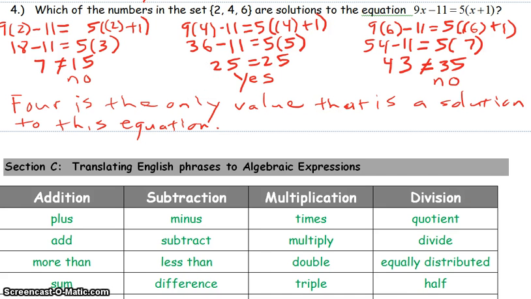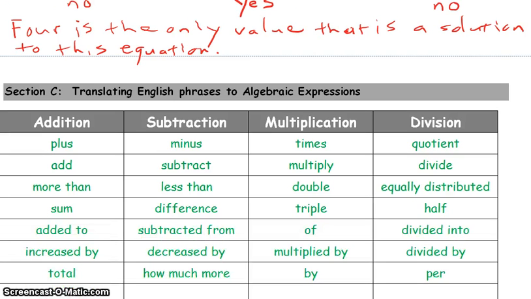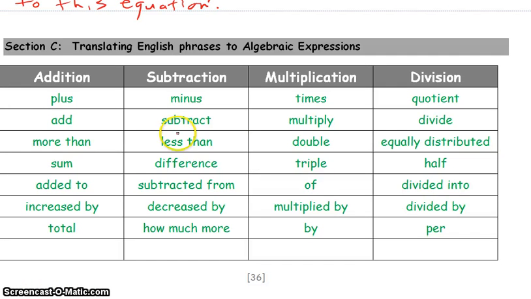Now, we go right below this to section C. What we have here is this chart. I did not fill out the whole chart. I gave you plenty of examples of the words for addition, subtraction, multiplication, and division that you will see in most of your story problems.